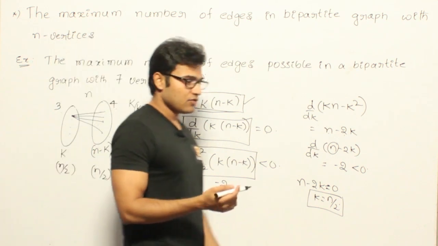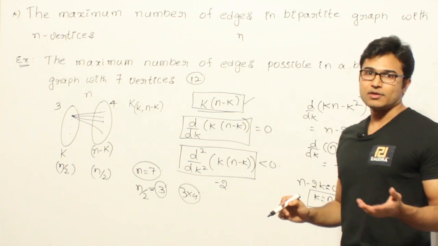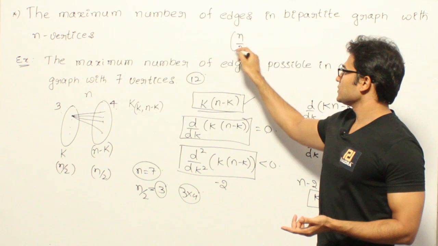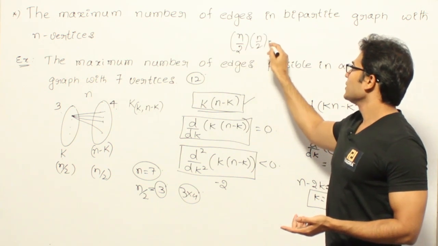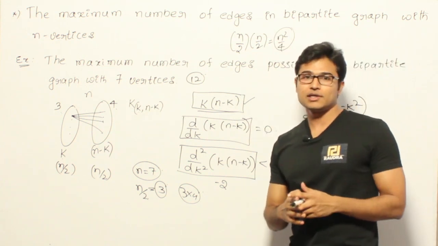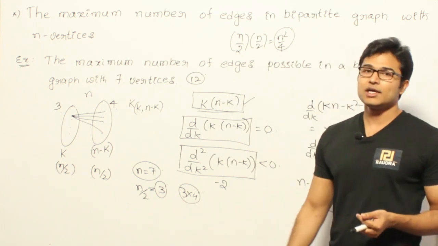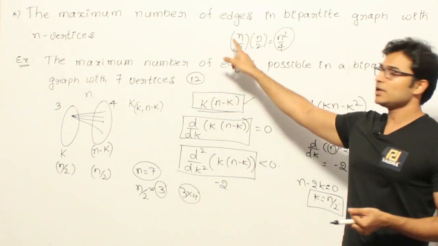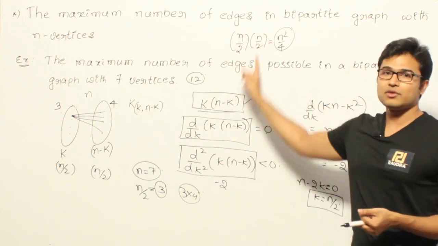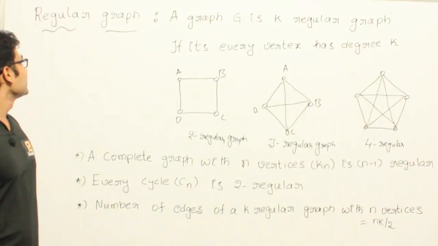So in general, if we have n vertices, and assume that n is an even number, then what is the maximum number of edges possible? N by 2 you are going to put on one side and n by 2 on the other side. Therefore it is going to be n square by 4. So n square by 4 is the maximum number of edges that can be possible in a bipartite graph with n nodes, given that n is even. In case n is not even, then you have to adjust this: one is going to be n by 2 plus 1 and the other n by 2, then you multiply them. Okay. Now let's see this regular graph.